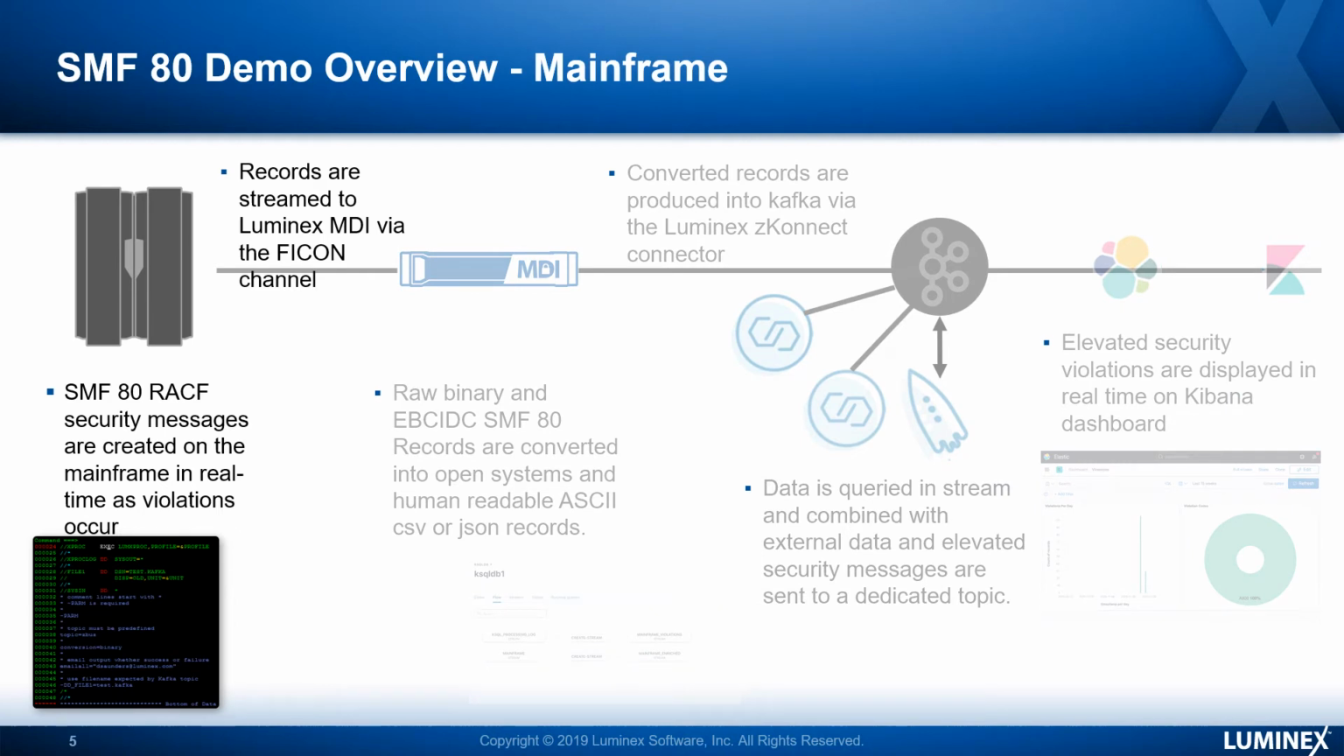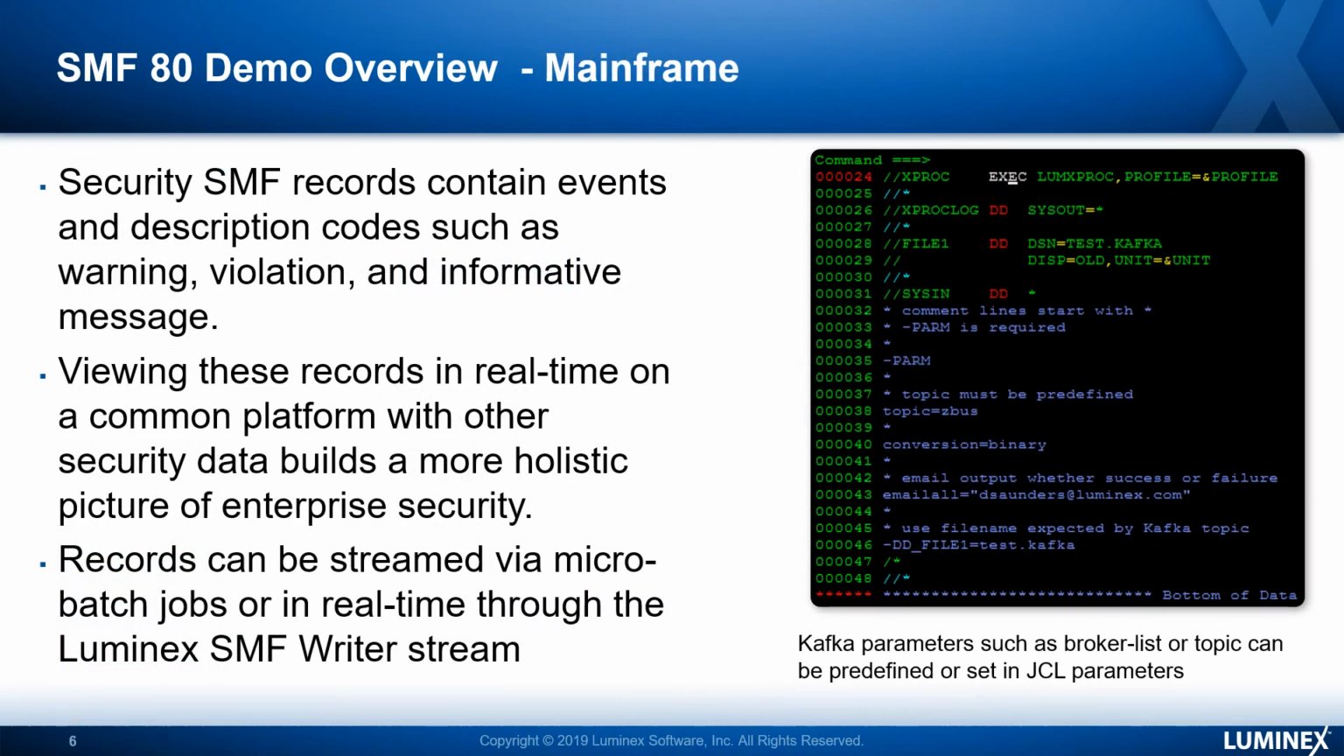So let's break down the individual parts as they go through. First off, we force a violation on the mainframe. This cuts an SMF80 record in real time. Those records are streamed in real time directly to the MDI. Here you can see a little bit of the setup for where we define how the streaming will take place off of the mainframe. So again, as these real-time security violations are occurring on the mainframe, you'll be seeing their result in Kibana live.